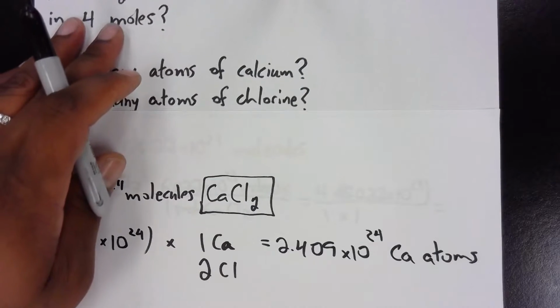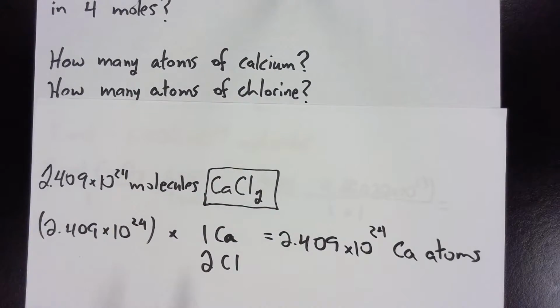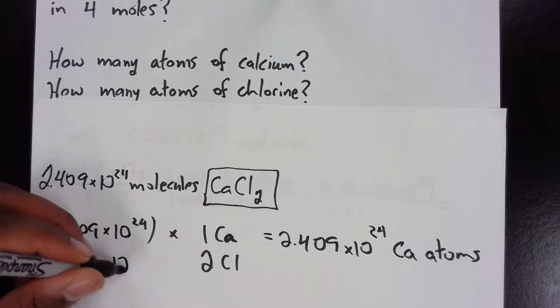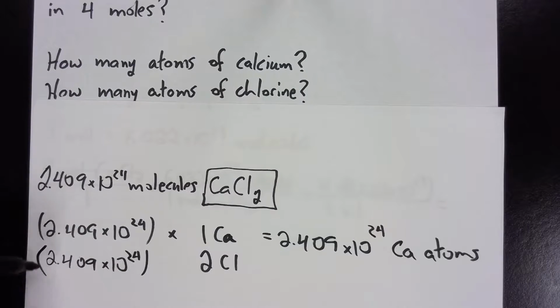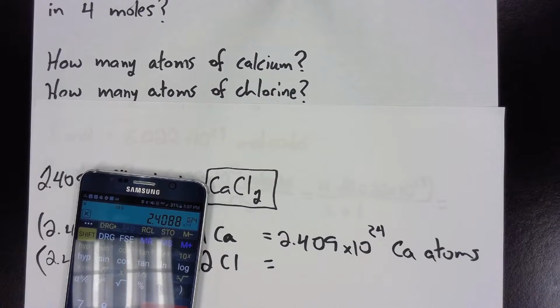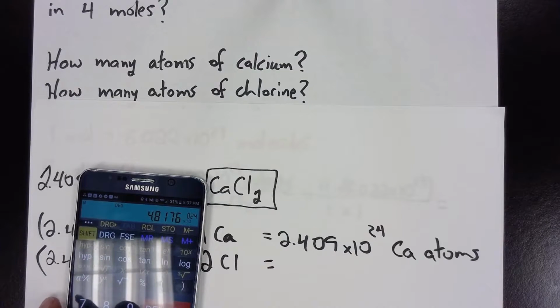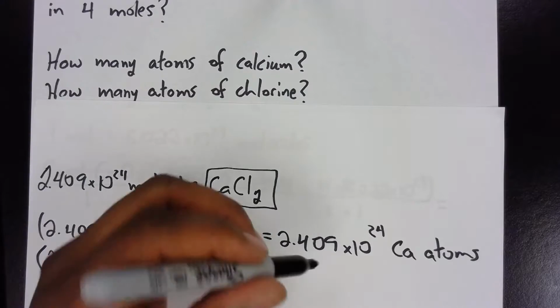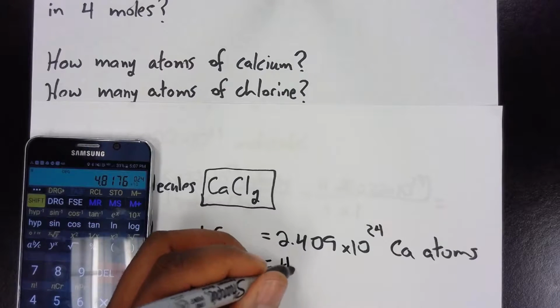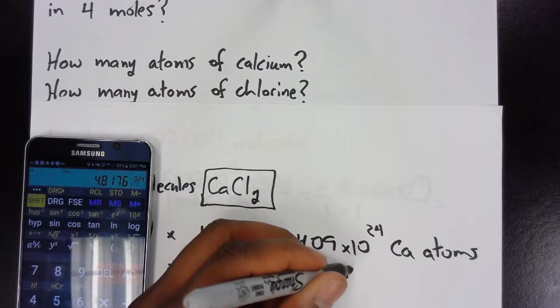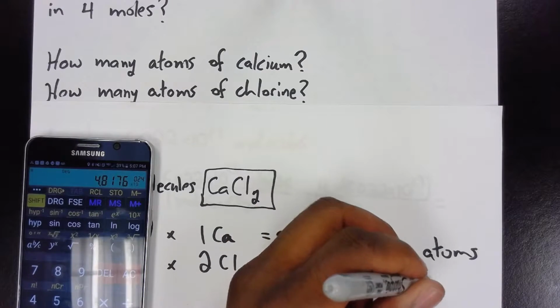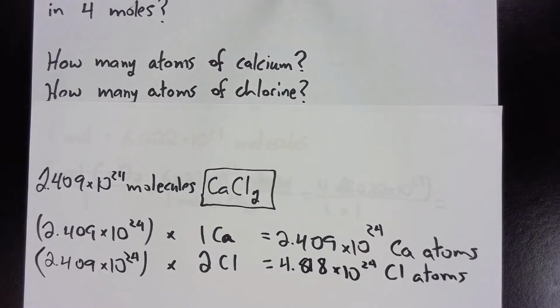And now I want to know how many atoms of chlorine. Well, for every one molecule, I have 2 chlorine atoms. So I'm going to take my 2.409 times 10 to the 24th molecules, and I'm going to multiply that by 2, which is going to give me my result. Times 2 equals 4.818, rounding, 4.818 times 10 to 24 chlorine atoms. And there we go. So I have twice as many chlorine atoms as calcium atoms, which makes sense because each molecule has 2 chlorines, only 1 calcium.